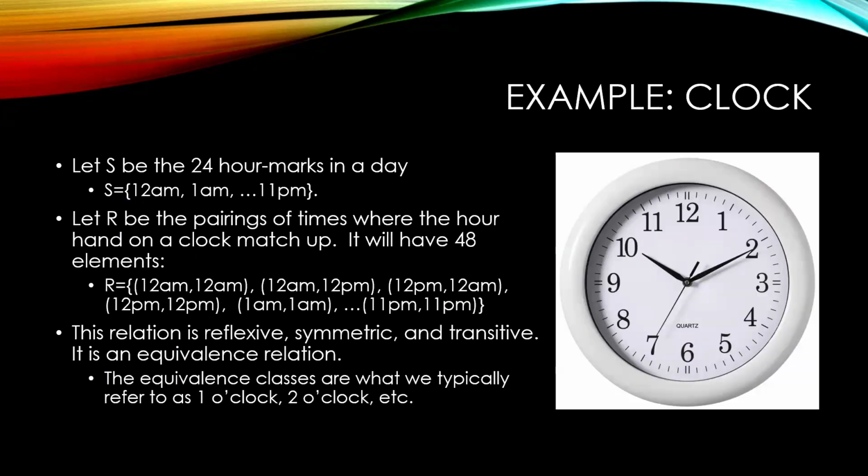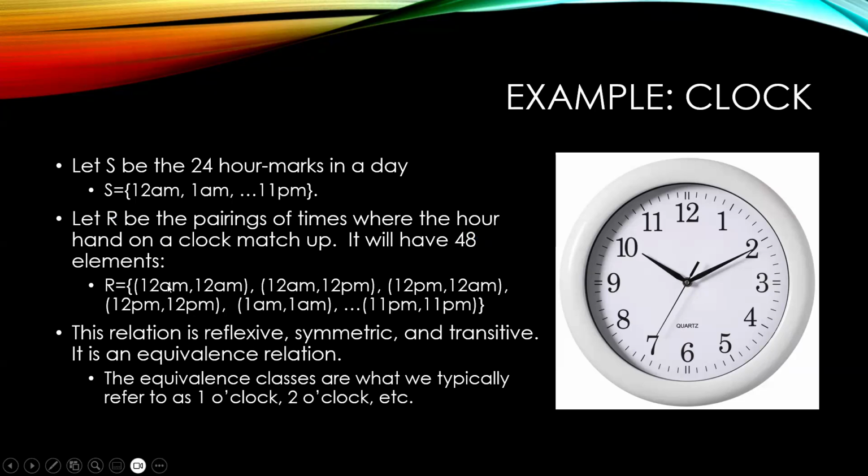Let's start applying this and see if a concrete example might make it a little easier to understand. Let S be the 24-hour marks of a day. We have 1, 2, 3, 4, 5, 6, 7, 8, 9, 10, 11, 12 a.m., and then 1 through 12 p.m. That means there are 24 different elements in this set. We are going to let R, which is a relation, be the pairings of times where the hour hand on a clock matches up. This is going to have 48 elements.